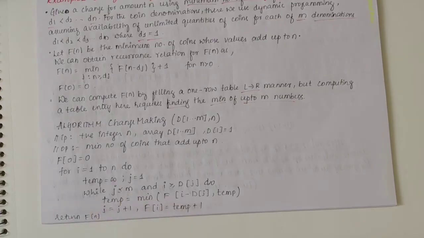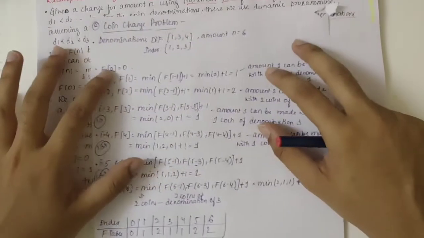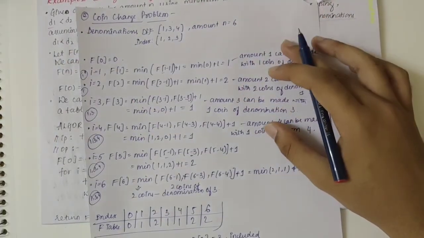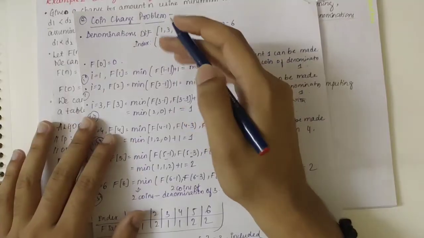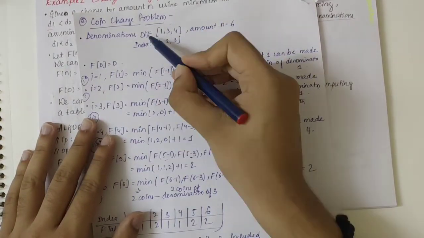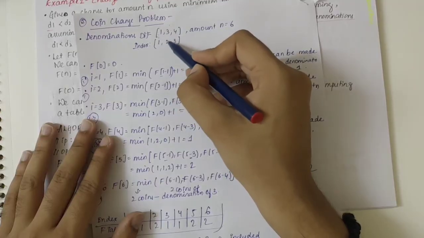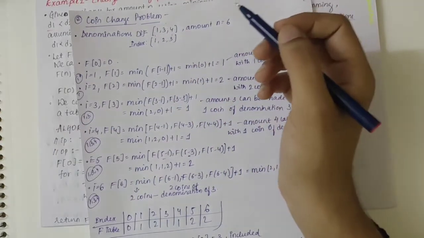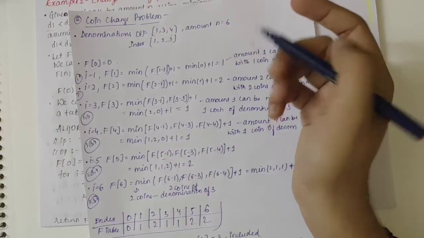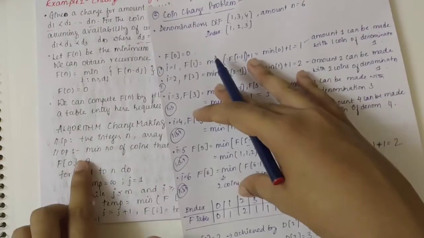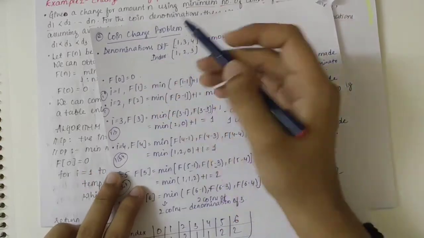I know it's slightly tricky, but if you understand the example problem, it will be easy to understand. So let's apply the algorithm to this example, which has denominations 1, 3, 4, and here the index values for 1 is 1, 3 is 2 and 4 is 3, and the amount which they have told is 6. So firstly we'll start with initializing f of 0 to 0. That's the first step we have done in the algorithm, f of 0 to 0.